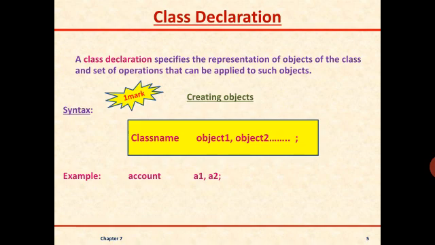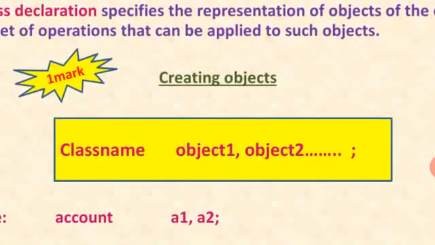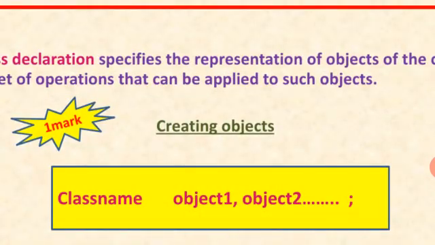So how to create the objects? To create the objects, we will follow the syntax. First we write the class name, then we write object name 1, object name 2, and so on, ending with a semicolon. It means we can create any number of objects of a class.